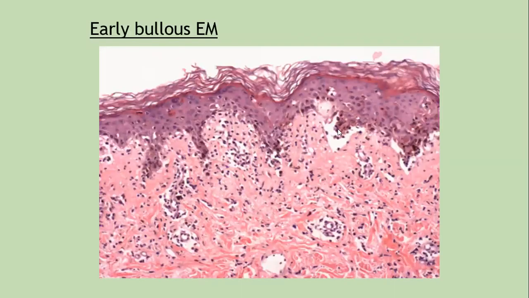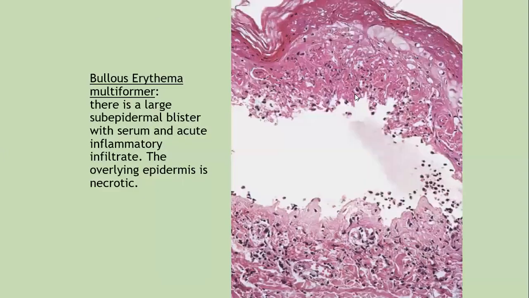In early bullous EM, we see a subepidermal blister, but since there is not much epidermal necrosis, the epidermis above the blister is not necrotic. Here, you see the epidermis on top of the blister is necrotic. It is almost similar to Stevens-Johnson or TEN.